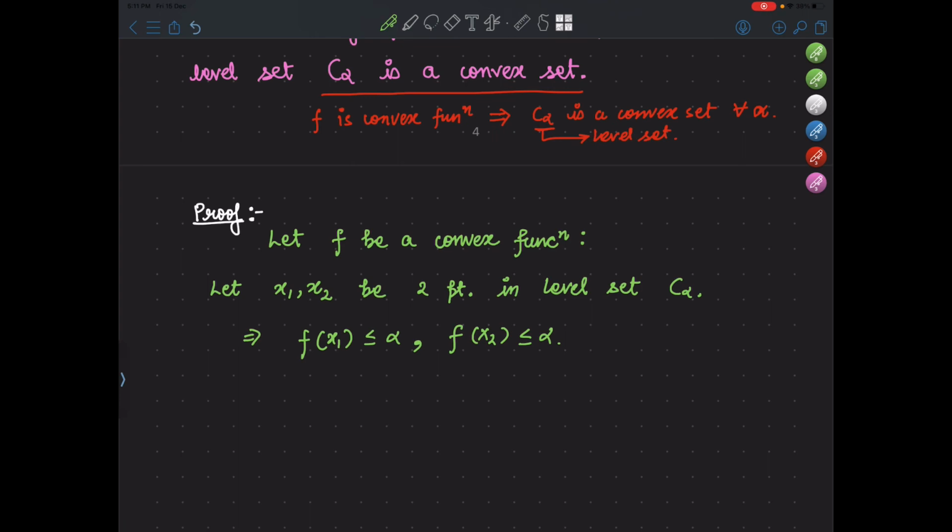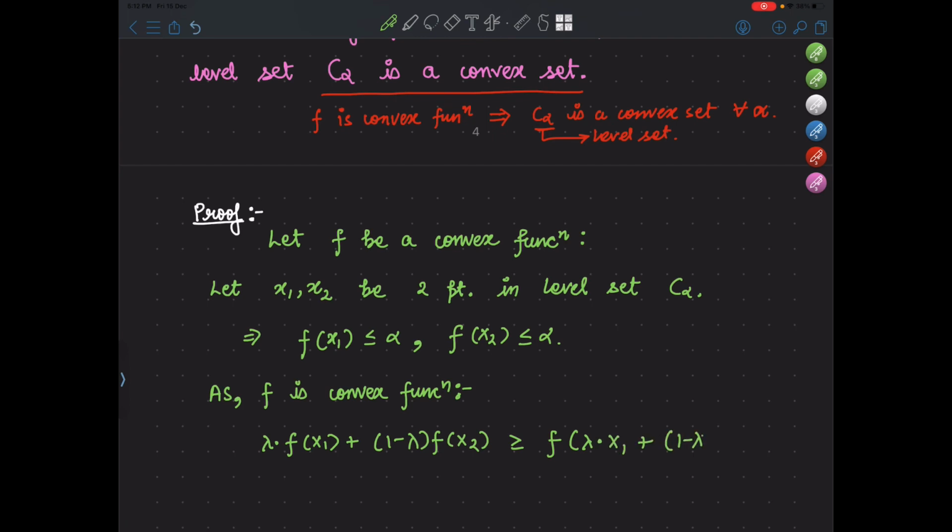Now because f is a convex function, what can we write? Lambda times f(x1) plus 1 minus lambda times f(x2) is greater than or equal to f of lambda times x1 plus 1 minus lambda times x2, for all lambda belonging to 0 to 1. This we can write.